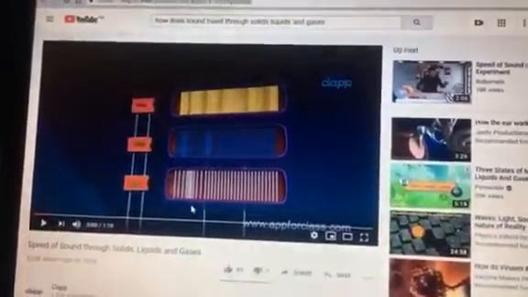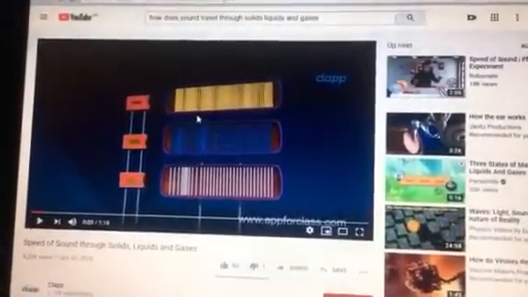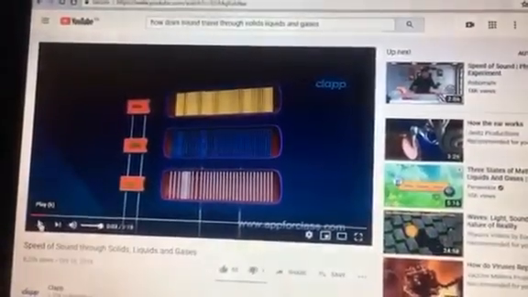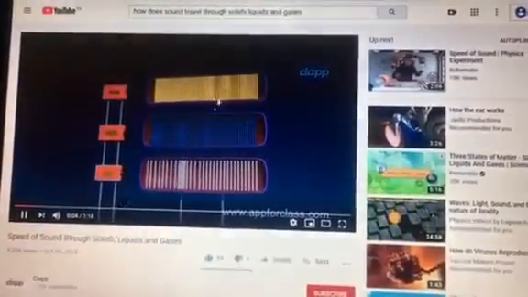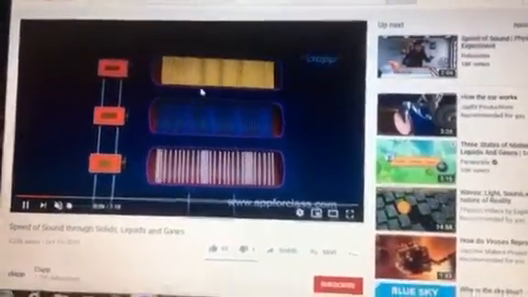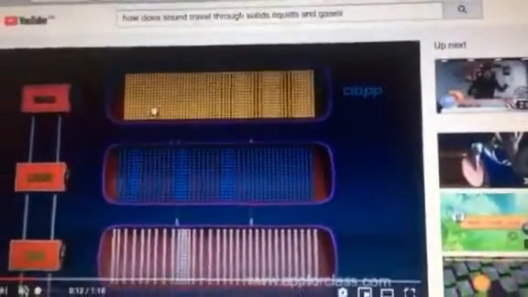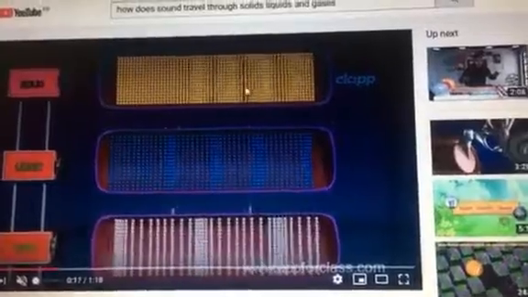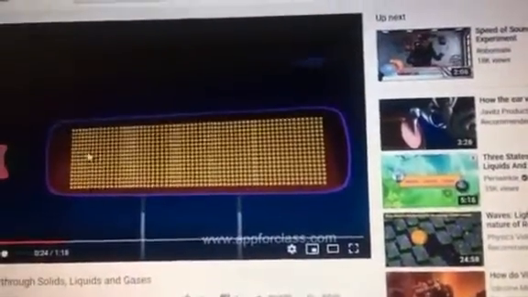Do you think it is faster in the solid, liquid, or gas? The vibration of the particles, yeah, it's very fast through the solids. Why? Because the particles are tied together, or too close together. Do you see the particles here in the solids? Here the particles are so tight. Do you see this compression and rarefaction? Do you see the movement of the longitudinal wave? Yeah, that's it. So it's very fast in the solids, because the particles are so tight together.